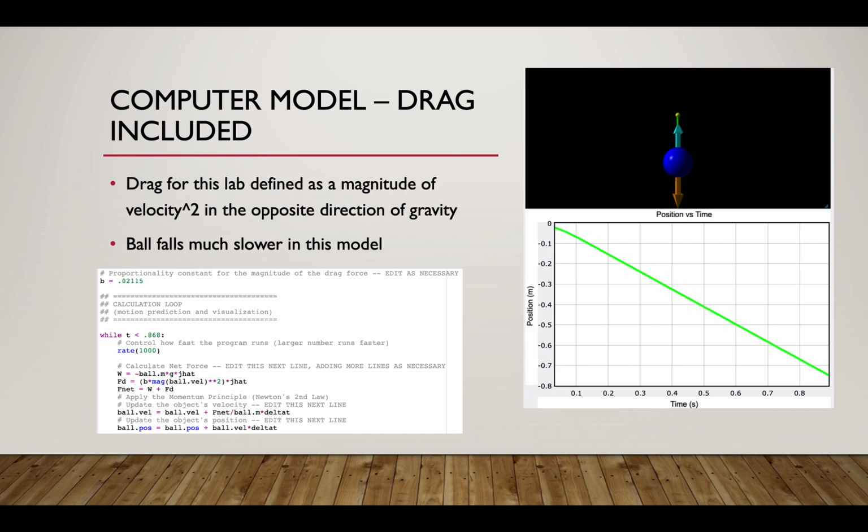It is clear that the object falls much slower in this version of the model. Similar to the first model, I ensure to update position and velocity for each iteration. As you can see, the drag force is relatively large, which is why the object falls slowly.